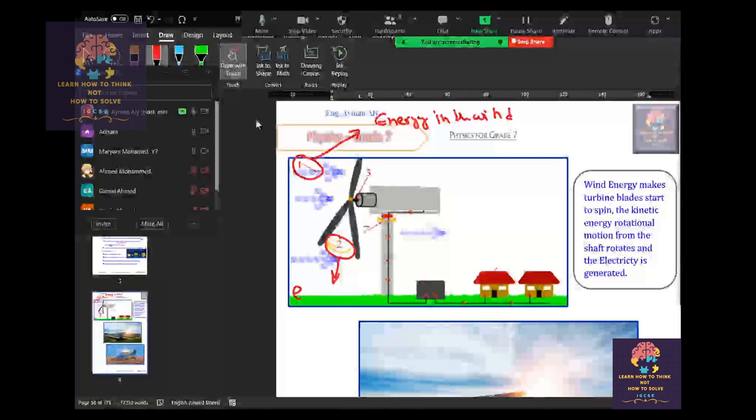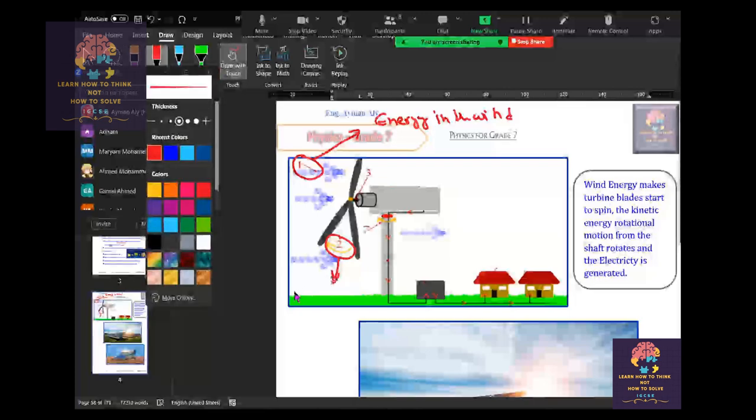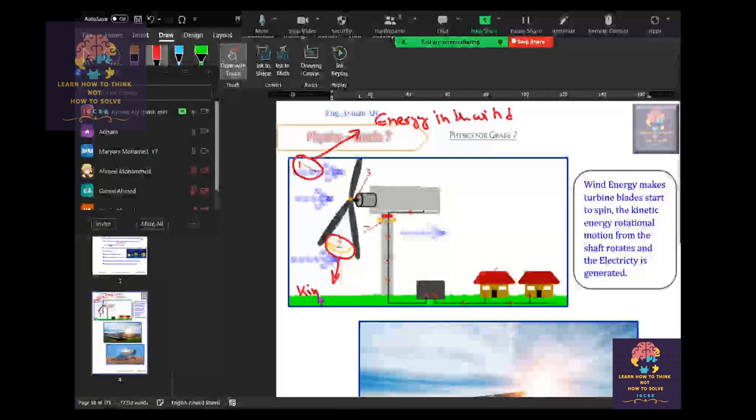electricity. Okay, the rotation is called what? What type of energy is the rotation? Kinetic energy. Rotation energy. So it's called kinetic. And the kinetic energy in the blades is converted into what? Into electric energy. Okay, so do you now understand? So the energy inside the wind is converted into what? Into electric energy, which we can use at home for lighting and for heating.